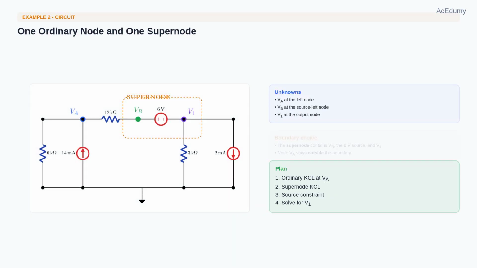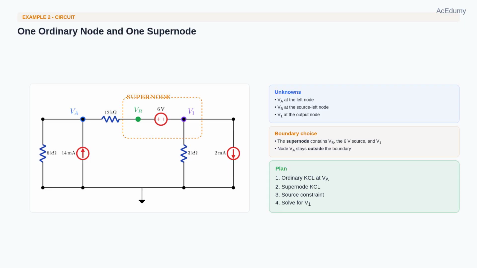Here is example 2. On the left, node VA connects to a 6 kilo-ohm resistor to ground and a 14 milliamp source pointing upward into the node. That same node connects through a 12 kilo-ohm resistor to node VB. Then a 6-volt source connects VB to node V1 with the positive terminal on the VB side and the negative terminal on the V1 side. At V1, a 3 kilo-ohm resistor goes down to ground and a 2 milliamp source points downward from V1 to ground. The supernode is only around VB, the 6-volt source, and V1.